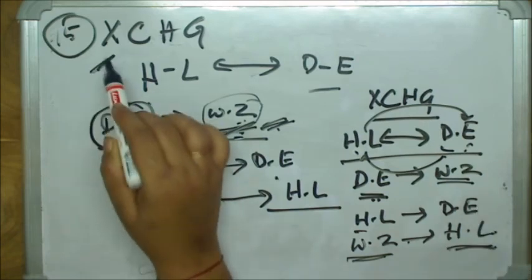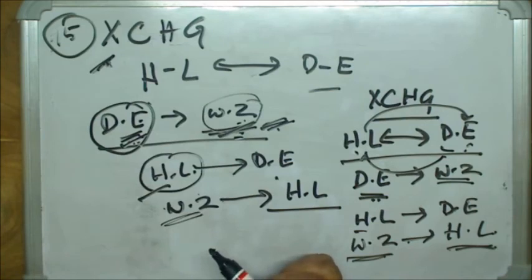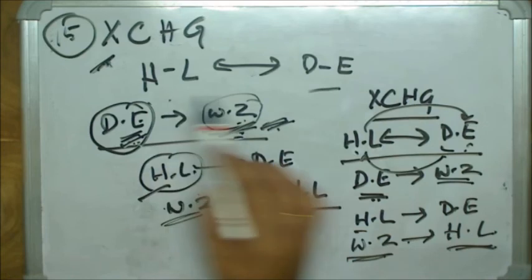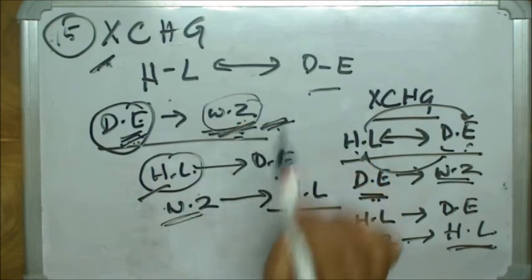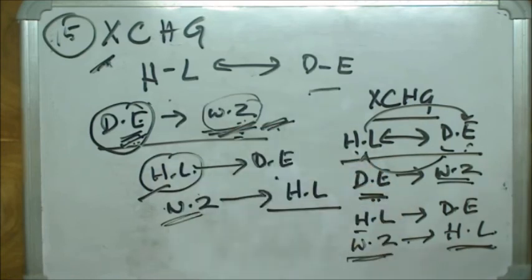Again I am repeating, the point to remember here is that the exchange instruction is designed to work only on the HL pair and the DE pair. It will not work on any other register pair. Clear?